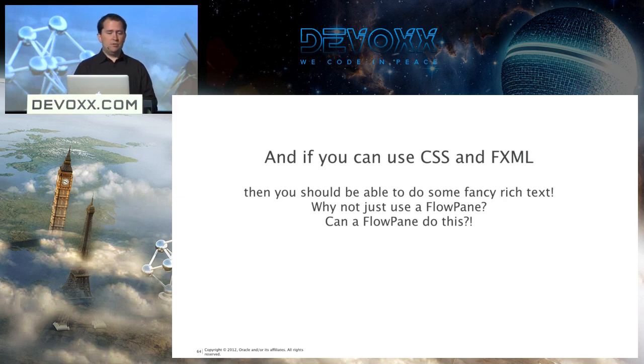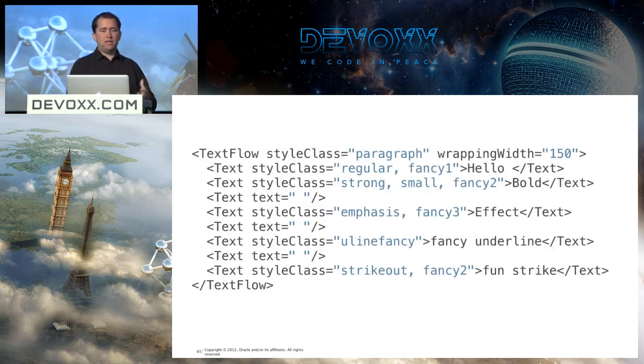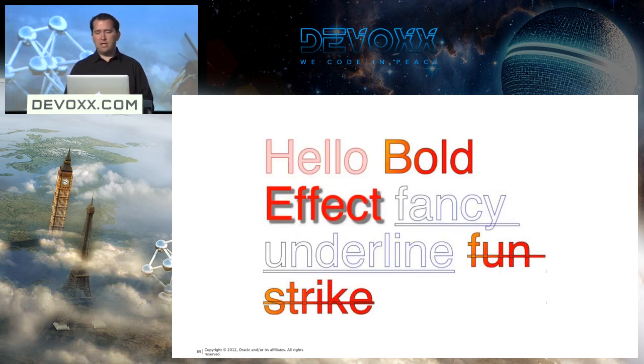So, one question that we had was, well, why did we even need to add a text flow? We've already got a flow pane. What's the difference between the two? Well, one of the basic differences between the two is something that I'm going to show you here. So we've got a bunch of different text nodes here, and we've given them multiple different style classes, and we've got multiple different words, and they're all put together. And the CSS we don't really care about. But this is what it looks like in the end, right? So I've styled this whole thing.